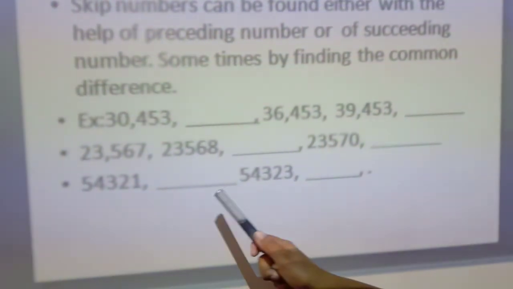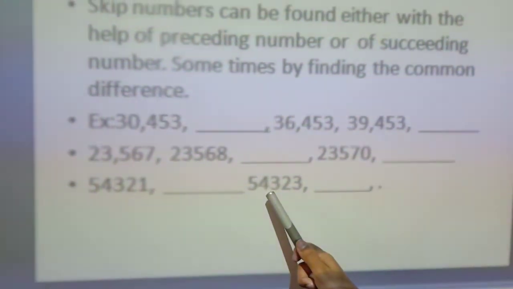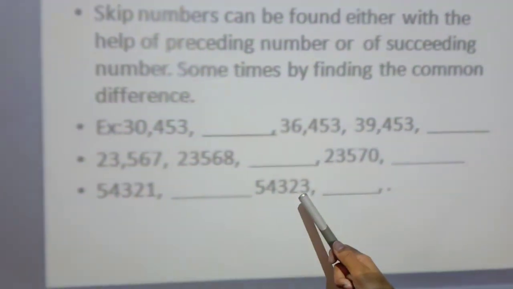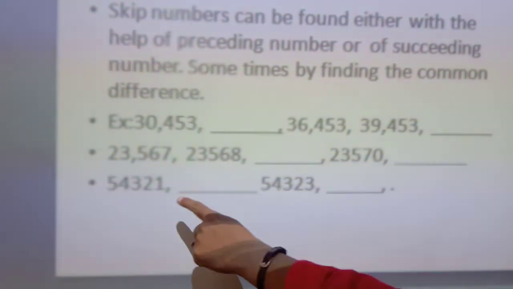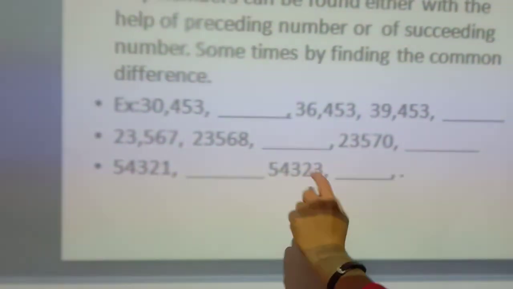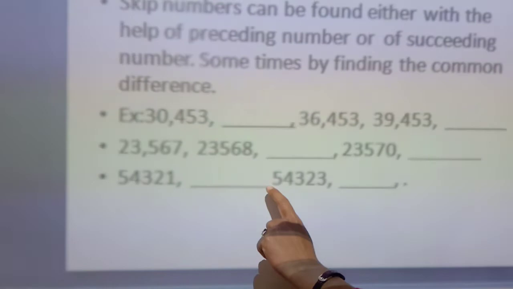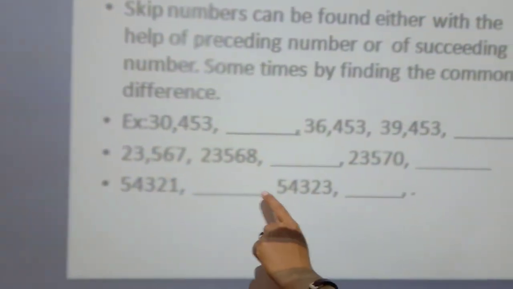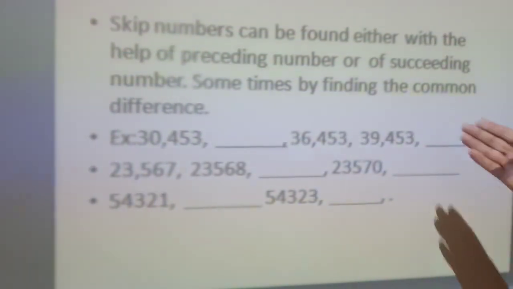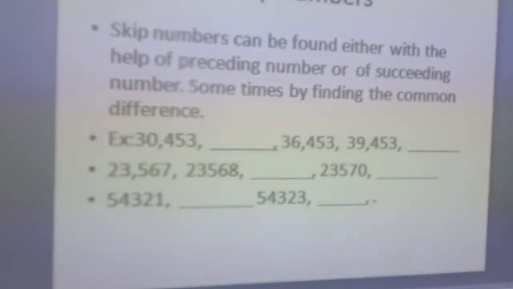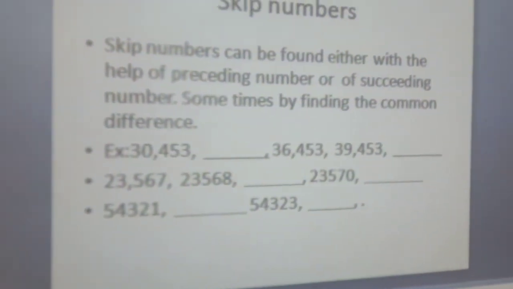Now here it is 54,321. A number is skipped. Here it is 54,323. So one number is missing. So 1 is there, 3 is there. If you subtract 1, you get 54,322. Here it is a preceding number. So all three patterns of skip numbers I have given you.